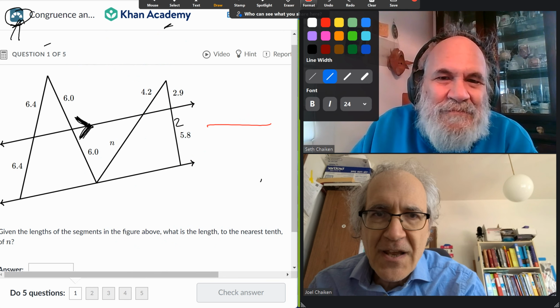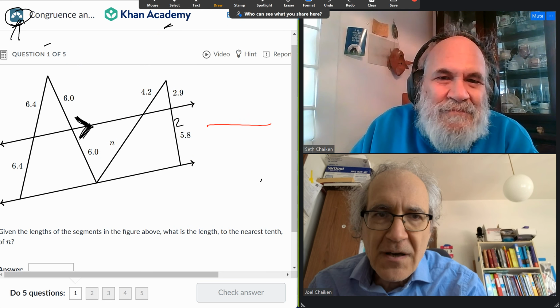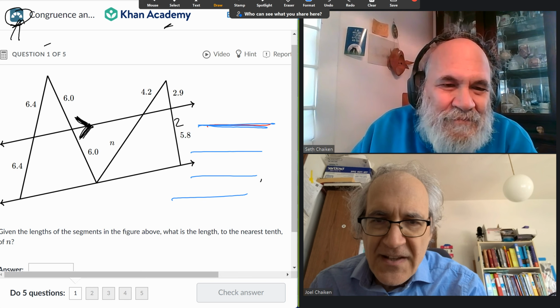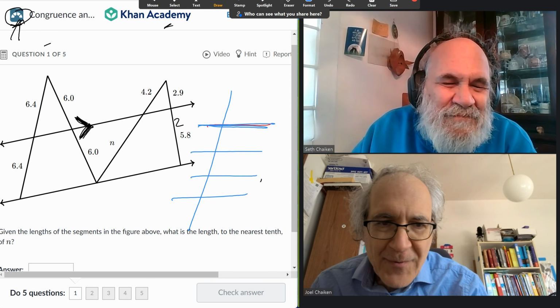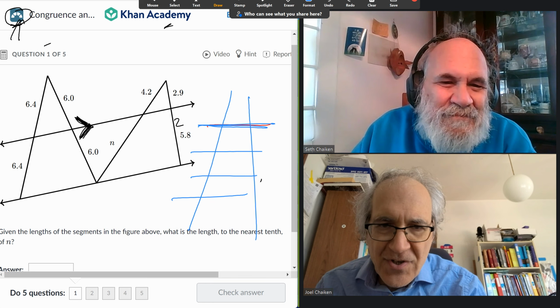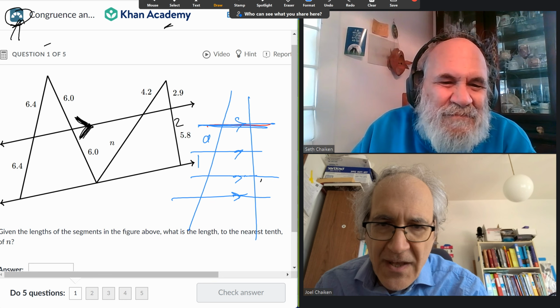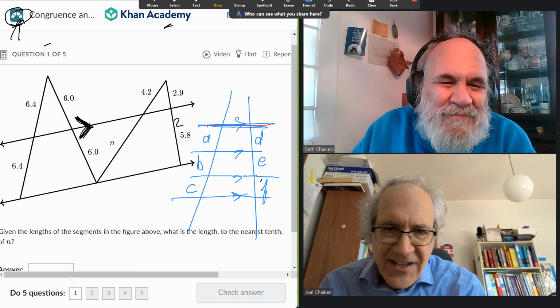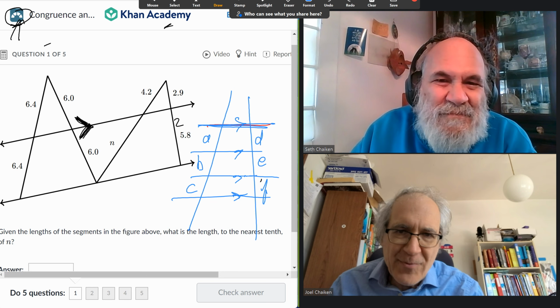You have, let's do blue, parallel lines. Now this is Broadway, because Broadway is not perpendicular to the streets in Manhattan. And then you have another street here. All these lines are parallel. This is why I call it the Broadway theorem. If you have A, B, C, D, E, and F, basically all of these little sections are proportional to each other.